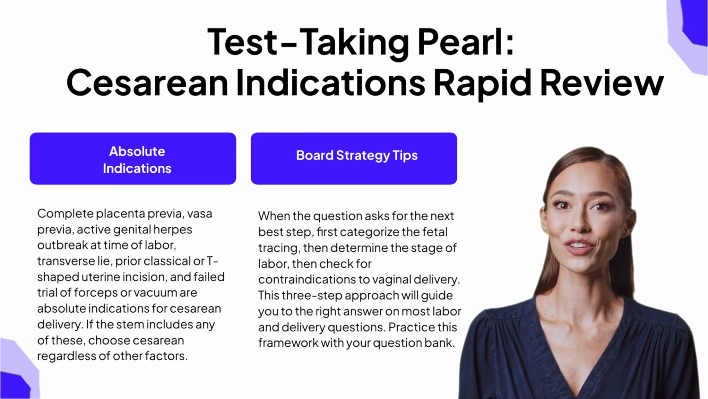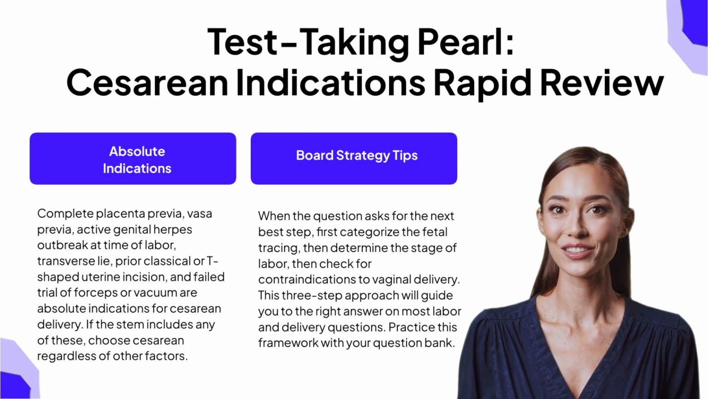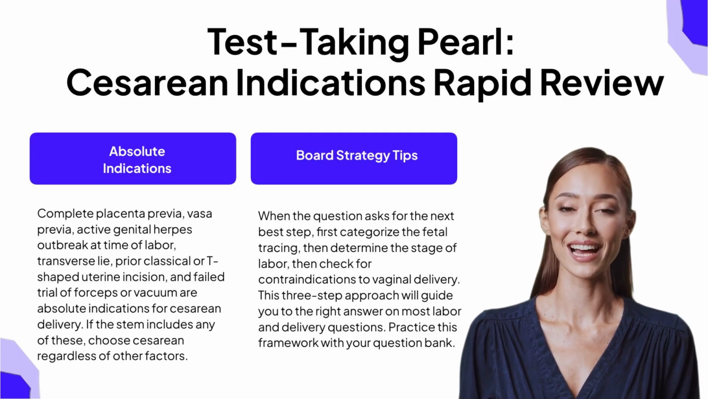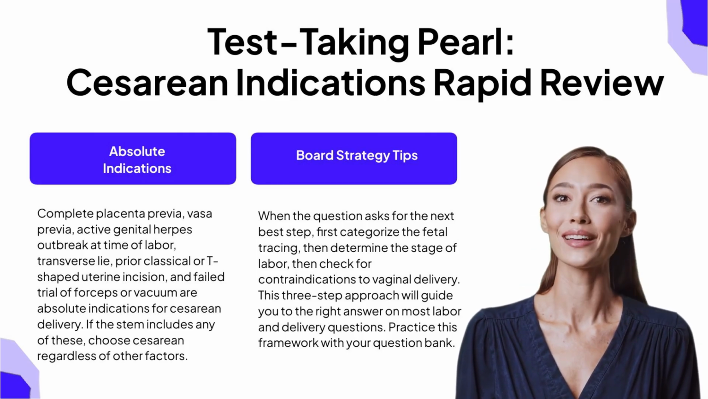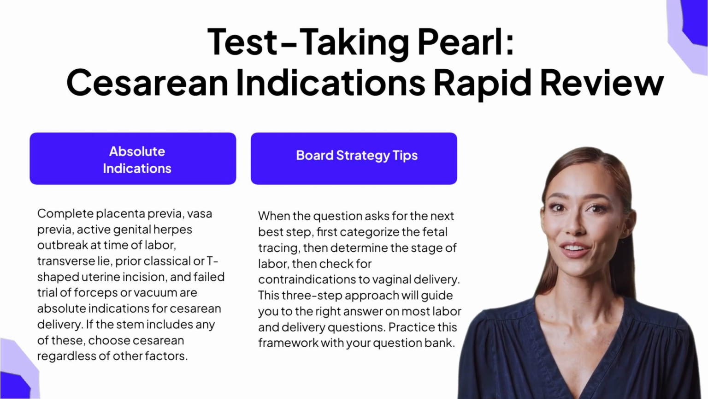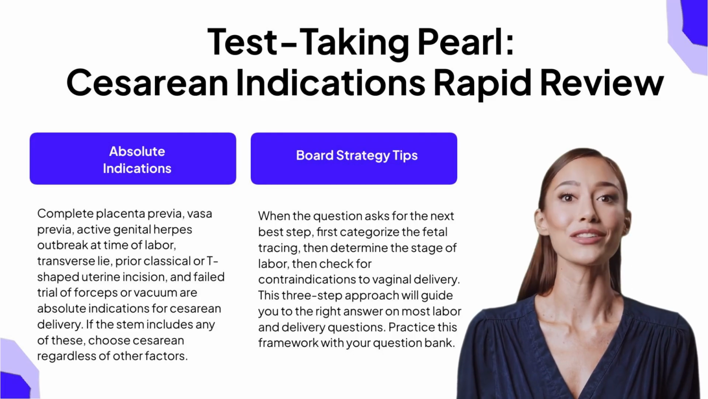Here is your rapid review test-taking pearl for cesarean indications. The absolute indications you must memorize are complete placenta previa, vasa previa, active genital herpes outbreak at the time of labor, transverse lie, prior classical or T-shaped uterine incision, and failed operative vaginal delivery attempt. If the question stem includes any of these, choose cesarean delivery regardless of what other information they give you.